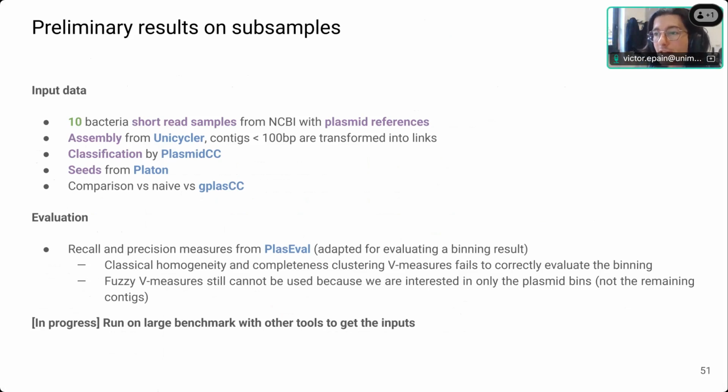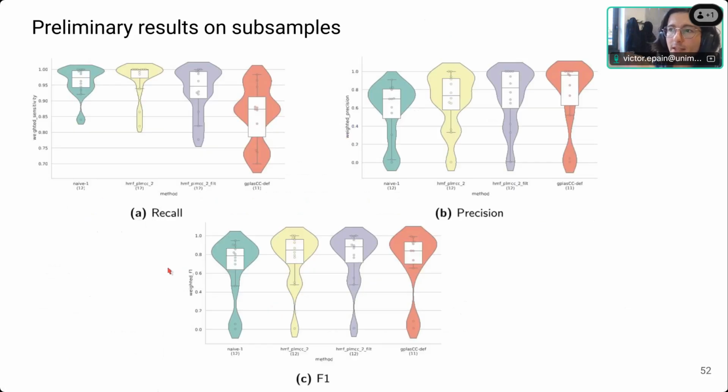So I'm using here the recall and precision measures given by PlasEval, made by the same team as Plasminflow. These measures are suited for evaluating the binning results. I'm now running on larger benchmarks, but let's see some of the results. You have the naive approach. The naive approach is one bin containing the contigs with the high plasmid score, and that's all. Just one bin with plasmid score greater than 0. You have the hierarchical plasmid approach in the second and third position, and you have GplusCC.